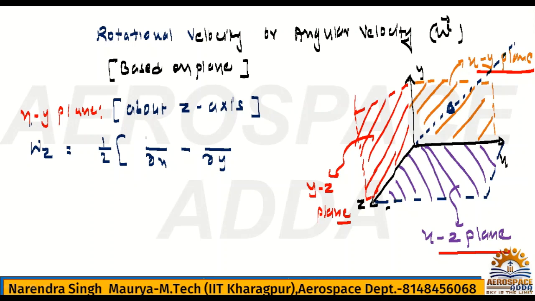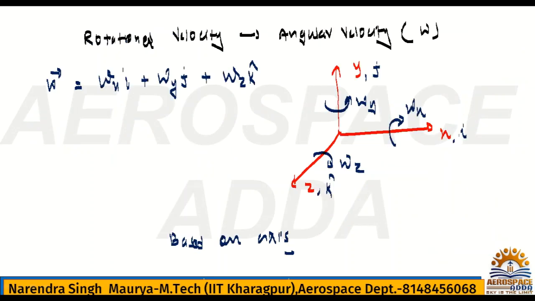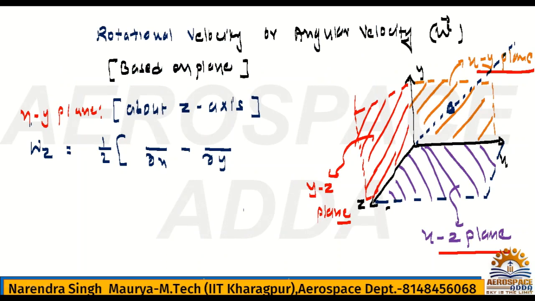What is the velocity component in y axis? In x axis, velocity component is u. In y direction it is v, in z direction it is w. So in y direction, the velocity component is v, so you have to write v here. In x axis, the velocity component is u. So it is u.